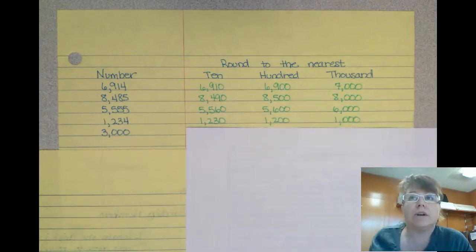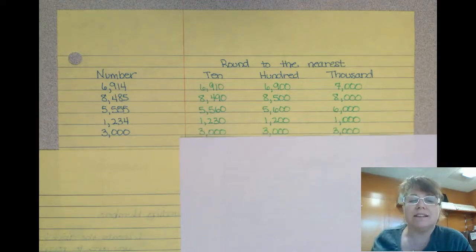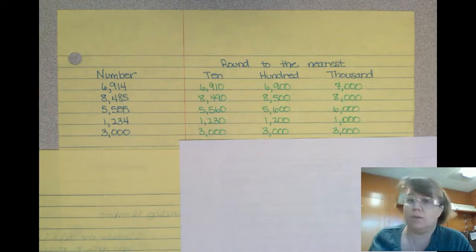Now 1,234 rounded to the nearest 10th is 1,230. Rounded to the nearest 100 is 1,200. And rounded to the nearest 1,000 is 1,000. Now the easiest ones are when nothing really changes. The number is 3,000. Rounded to the nearest 10 is 3,000. Rounded to the nearest 100 is 3,000, as well as rounded to the nearest 1,000. Well, it is 3,000, so that is the closest 1,000.